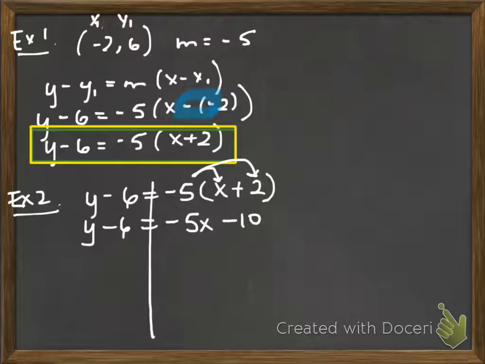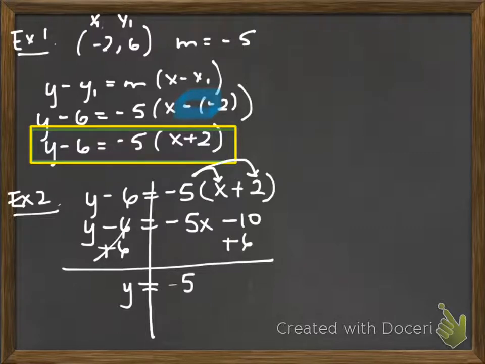I want to continue to solve for y. What do I do now? Add 6 to both sides. I add 6 to both sides. That's going to cancel that there, giving me y equals negative 5x minus 4. And that's my answer. Any questions on that one?